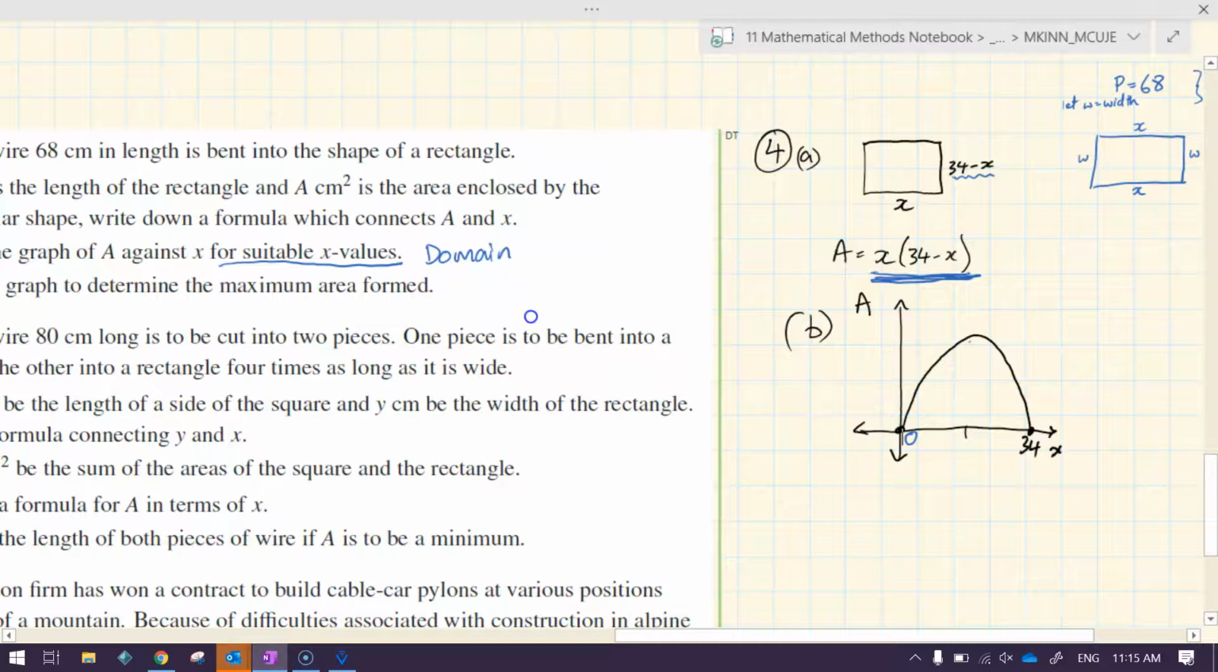Part C, they get into use your graph to determine the maximum area formed. Now, we've got lots of ways of finding the maximum, don't we? Ms. Kinnear just talked about them on that little quiz. We can do negative b on 2a, substitute that value in, and get to the answer. If I've already got it in factorized form, rather than finding the x coordinate at the turning point by doing negative b on 2a, what is it that I'm going to do? Midpoint between the two roots, halfway between 0 and 34 is 17.